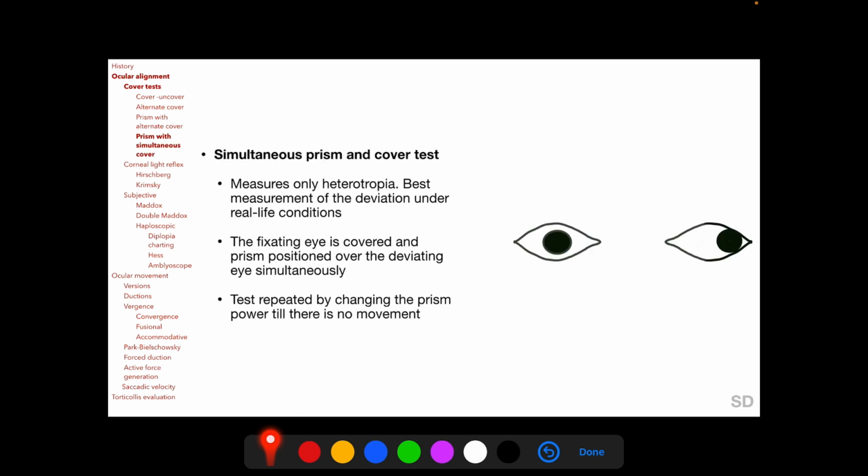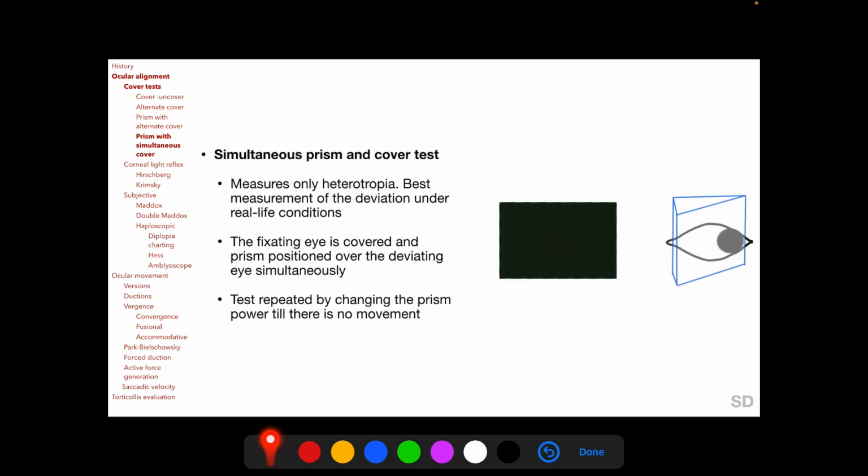Simultaneous prism and cover test measures only heterotropia, so we note here that it is cover test and not alternate cover test, and it is thus the best measurement of deviation under real-life conditions. The fixating eye is covered and prism positioned over the deviating eye simultaneously, and the test is repeated by changing the prism power till there is no movement. So when we perform simultaneous prism and cover test on the same patient with left eye exotropia, we position the cover over the right eye and the prism over the left eye with apex towards deviation, and with the prism of the appropriate power we find no movement of the left eye.